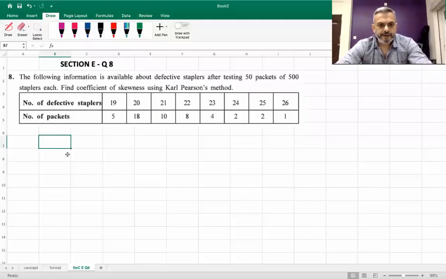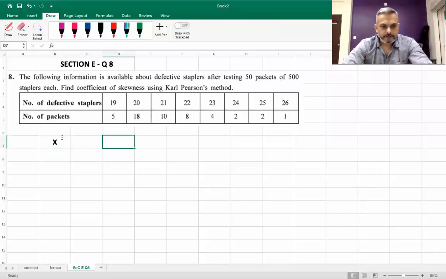Okay, so we will be doing section E, question 8. Let's read the question. The following information is available about defective staplers after testing 50 packets of 500 staplers each. Find coefficient of skewness using Pearson's method. So let's write the question. X and frequency F.